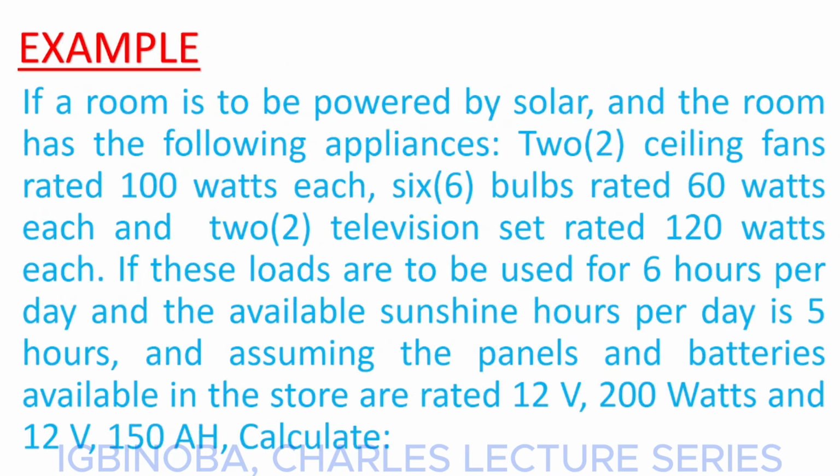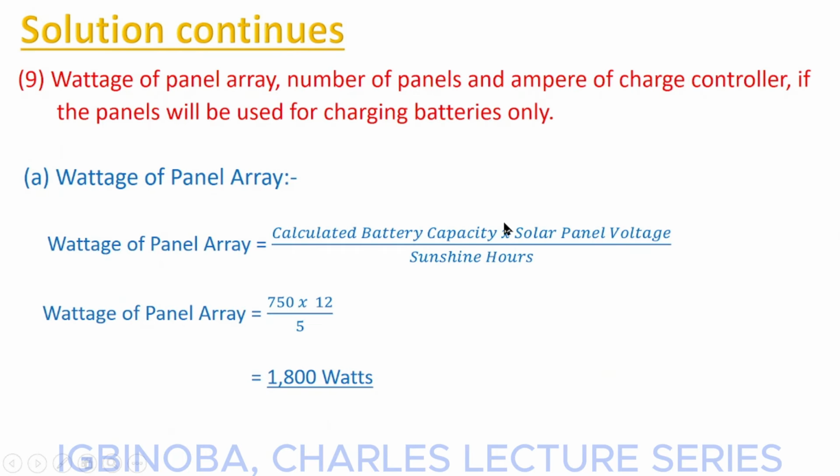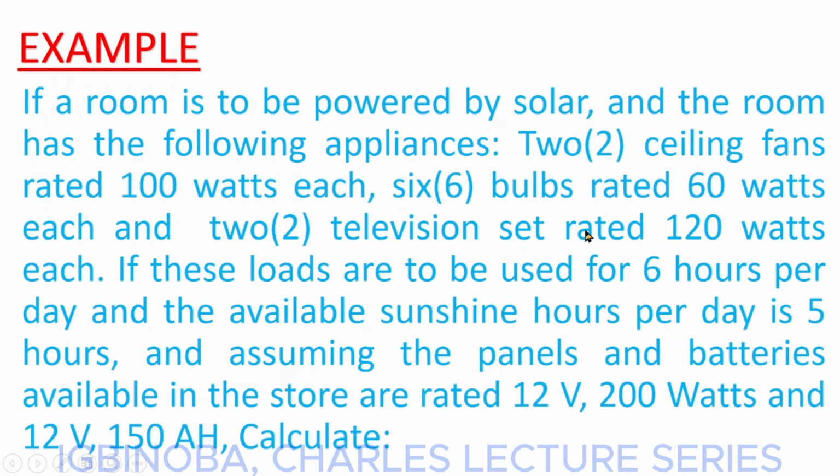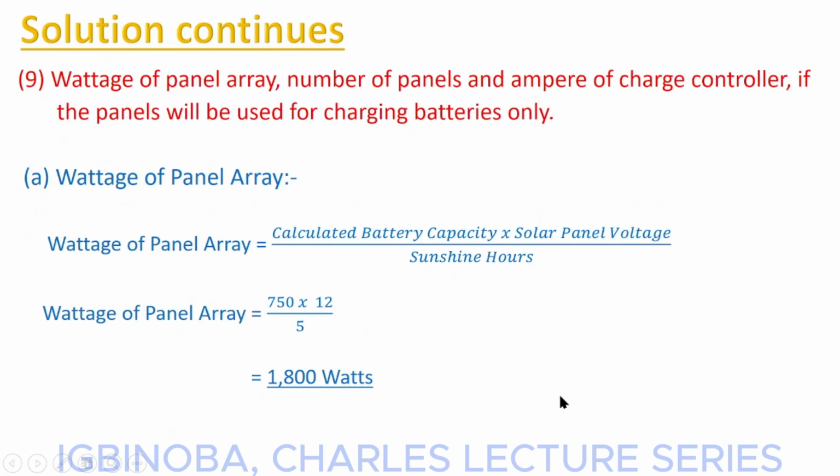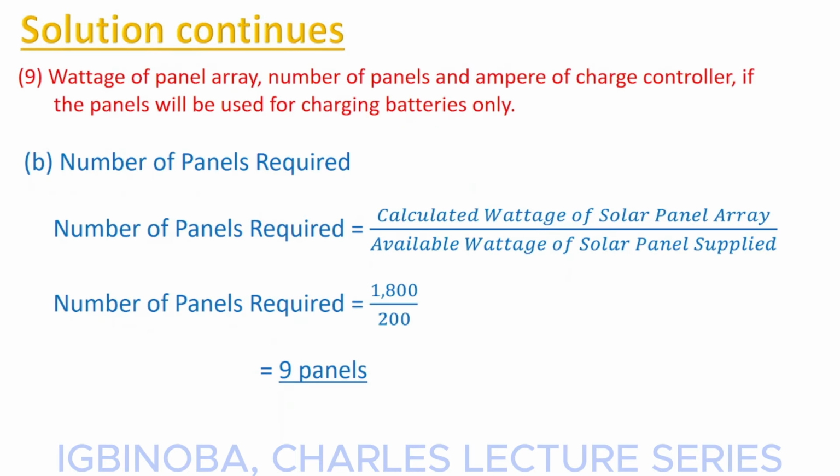So we just say 750 amp hour, which is the battery capacity, times the solar panel voltage according to the question, which is 12 volts. Then we divide by the sunshine hour, which is 5 hours. We are going to have the wattage of our solar panel array as 1800 watts.